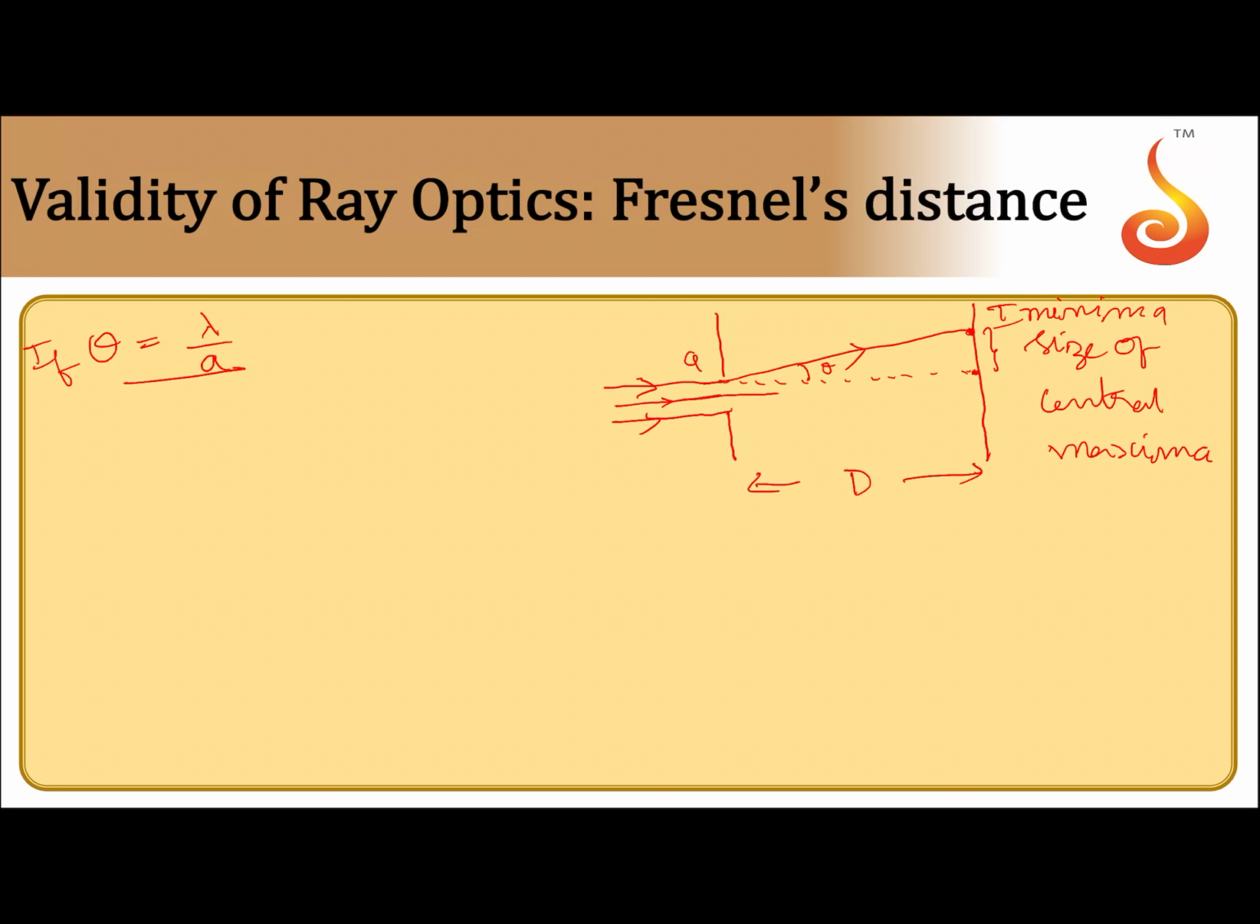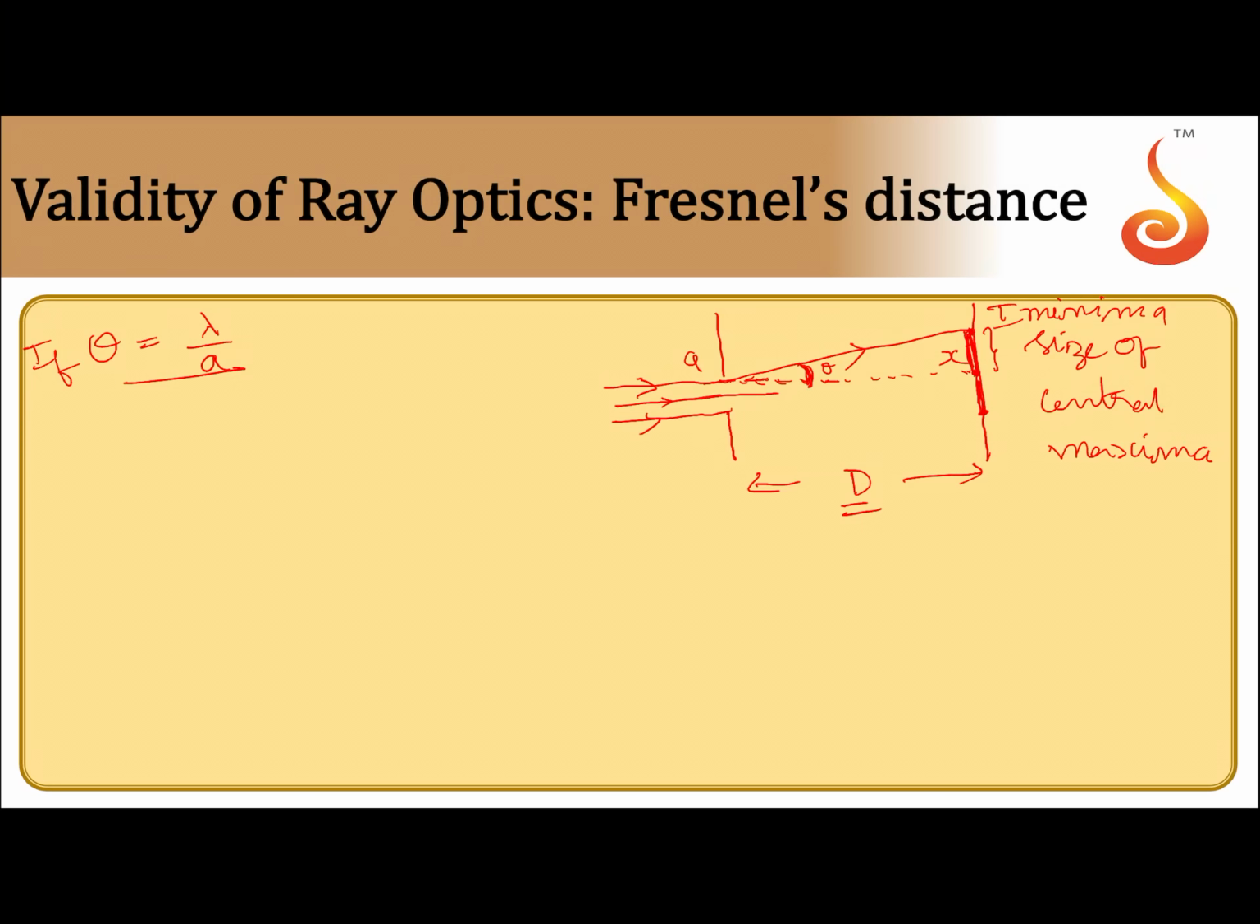The central maxima spreads from the center of the screen till here on one side, and on the other side also it will spread till the first minima. This is the linear width, and this theta will be the angular width of the central maxima. Now, in traversing a distance equal to d, the beam has spread over some distance x from its undeviated path due to diffraction.